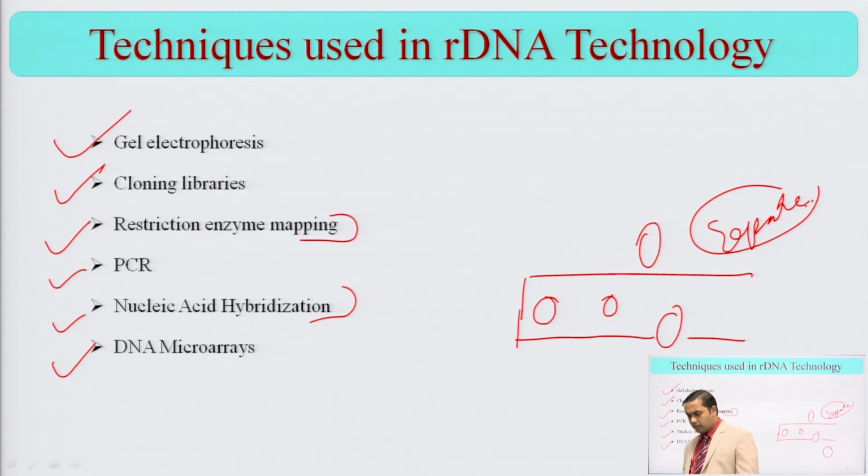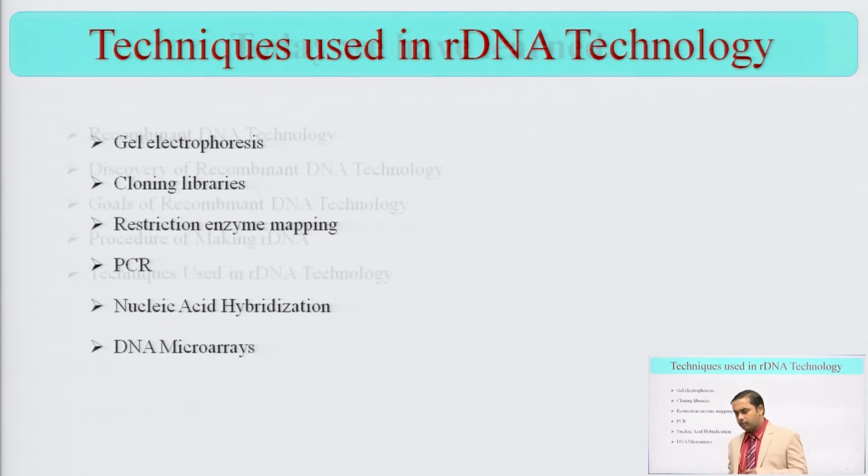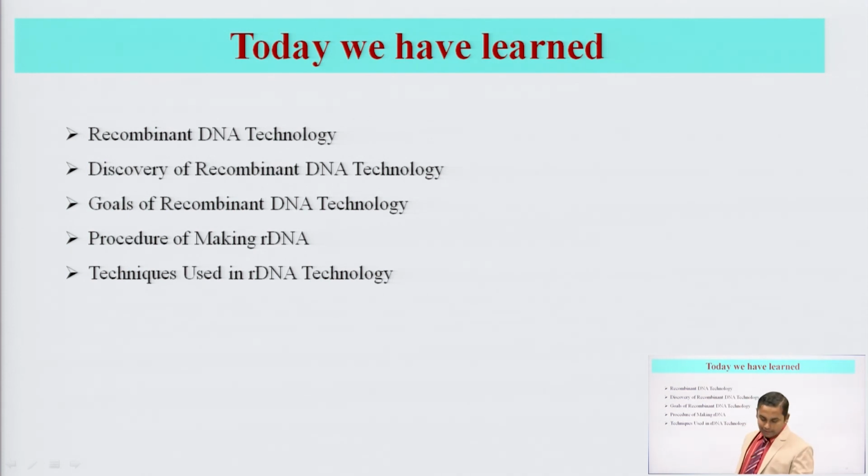Cloning library you are also aware of, and we also need restriction enzyme mapping. So these are techniques we widely use. I will tell you more about all these techniques in my upcoming lecture, that is why I am not explaining them right now. These things are very interesting, and you have to know in detail about the various techniques, gel electrophoresis, cloning library, and others. We are now at the end of our lecture.